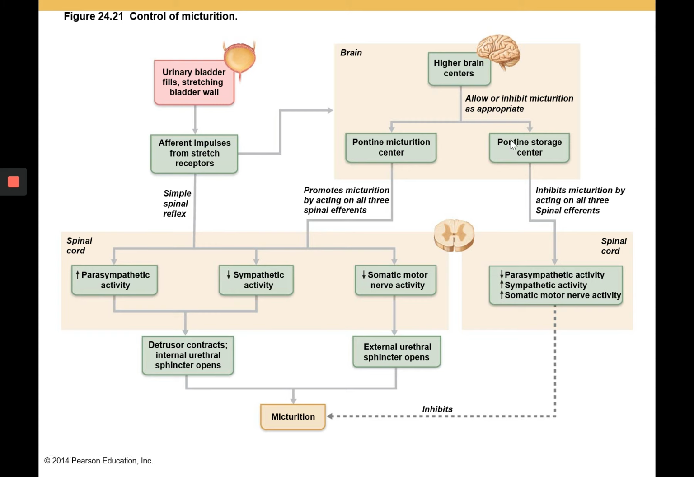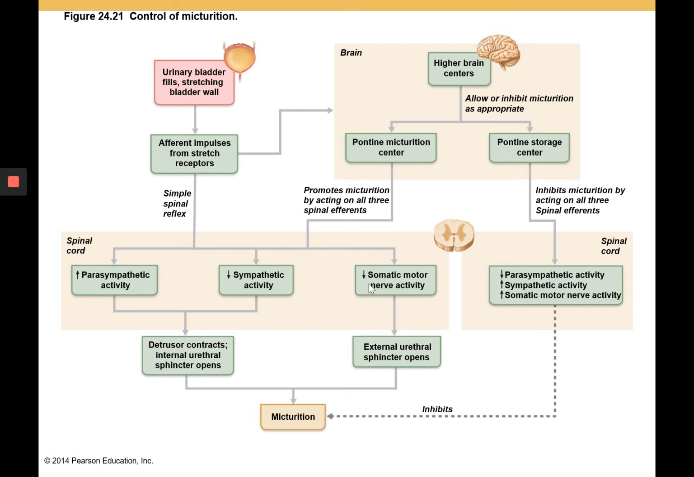Do we need to open the external urethral sphincter yet? Maybe, maybe not. If we do, the pontine micturition center is going to promote micturition or urination by doing what we just talked about with the detrusor, but we're going to limit or regulate somatic motor nerve activity so that we can get that external urethral sphincter to open. We'll actually decrease somatic motor nerve activity so that decrease relaxes the external urethral sphincter, and that'll cause micturition.